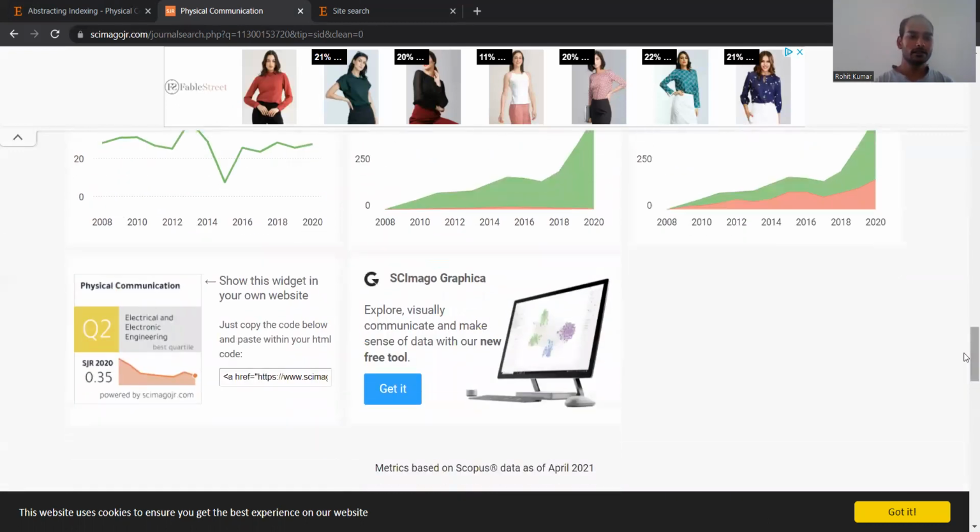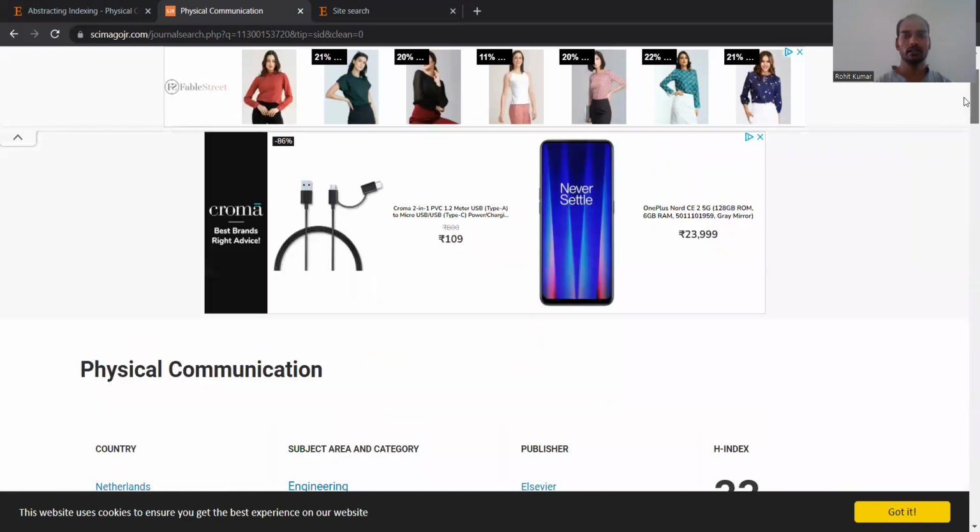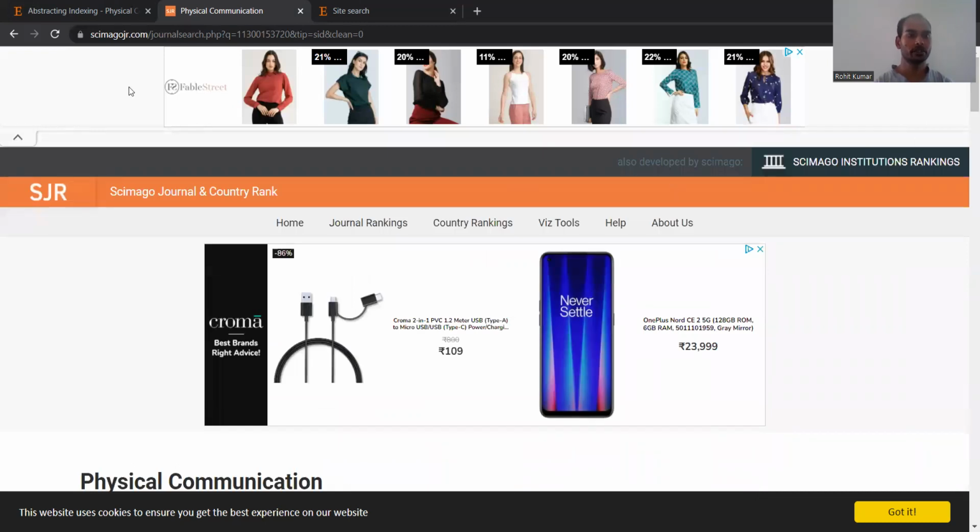So overall, it's a Q2 journal with respect to electrical and electronic engineering. And if you are interested in publishing, if you are working exclusively in physical layer communication, then I think it's a suitable journal for you. So that's all from my side.